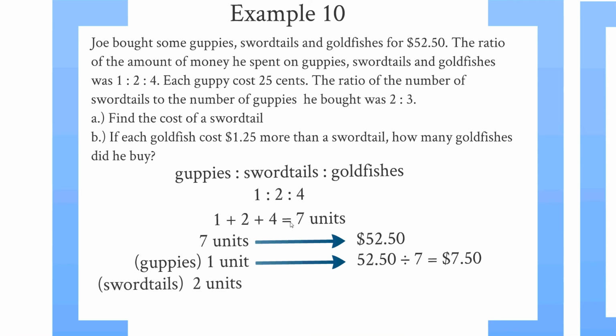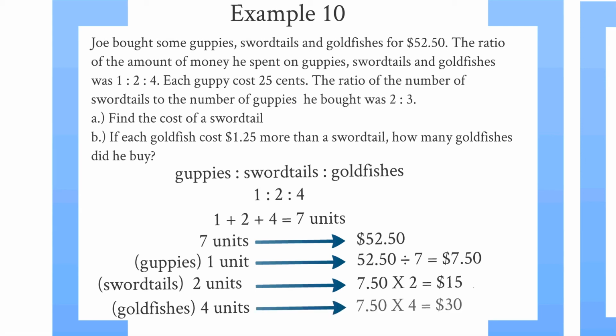2 units, which represents the amount of money spent on all the swordtails, is equivalent to $7.50 multiplied by 2 equal $15. So Joe spent $15 on the swordtail fishes. And 4 units here represent the amount of money he spent on goldfishes, and this is $7.50 multiplied by 4 equal $30. Joe spent $30 on all the goldfishes he bought.